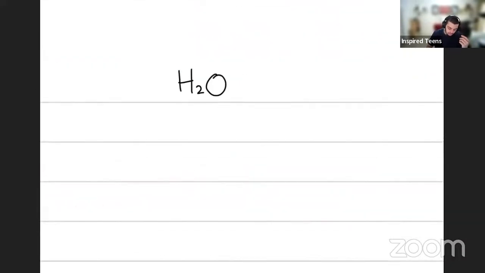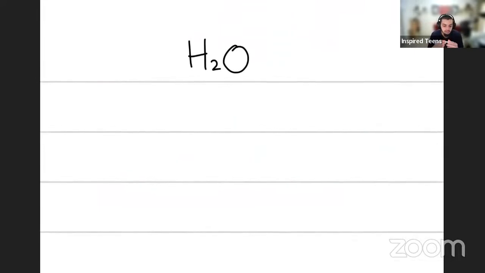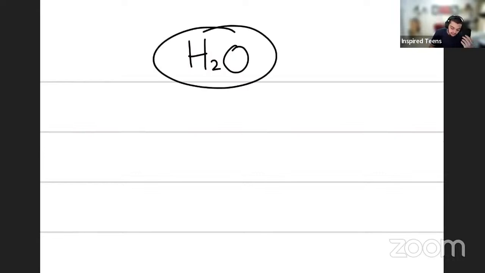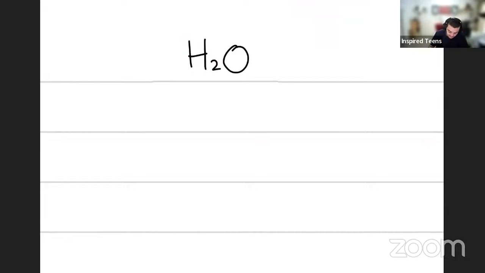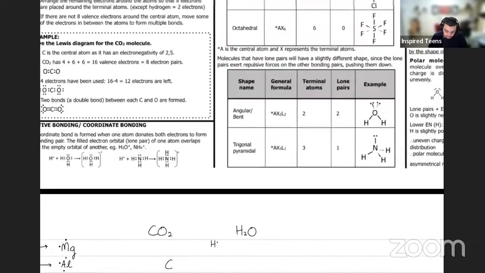So yes, let's look at hydrogen and oxygen. This is a common example which you should know, maybe not now, but by the end of this topic. When we have two hydrogens bonded to oxygen, let us figure out how this will actually bond. Hydrogen has 1 valence electron, while oxygen has, let's go and see.